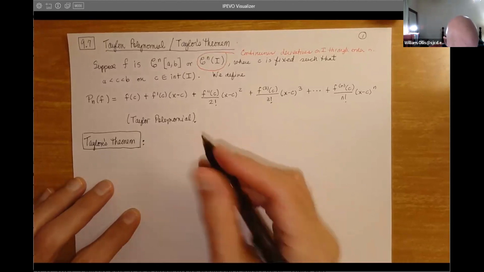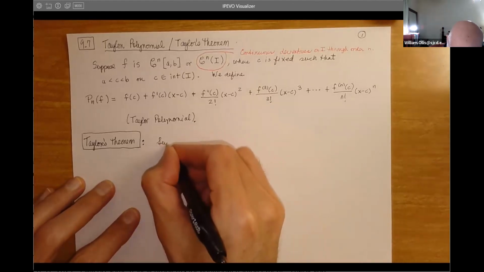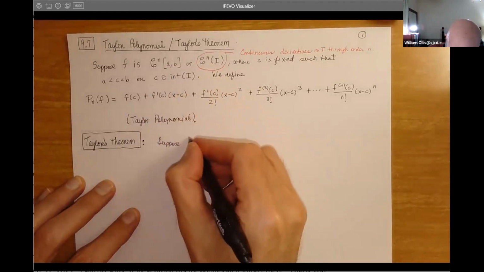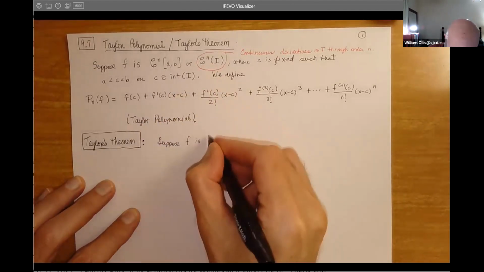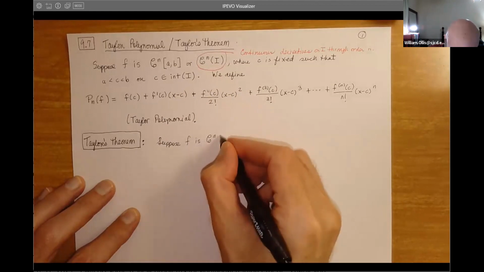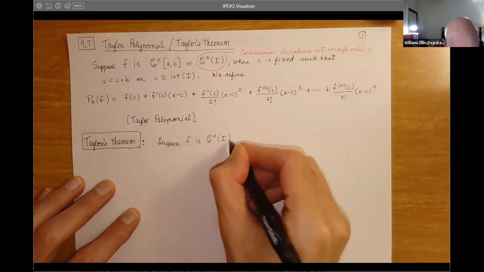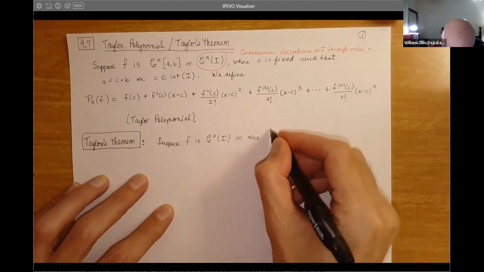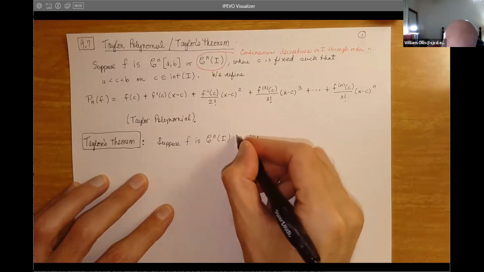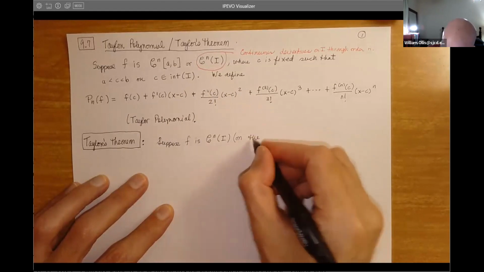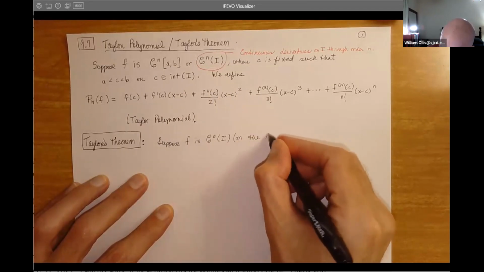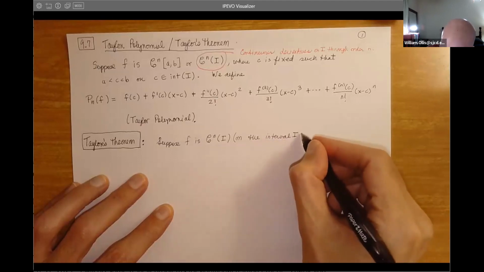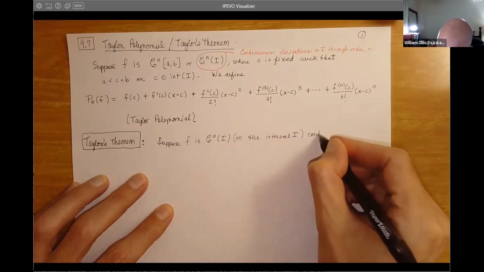So now let's go ahead and write this down. Suppose we're going to have a similar hypothesis here. F is C^n on I, continuous derivatives through order n on the interval I. I put this in parentheses because it's a little bit redundant: on the interval I containing C.